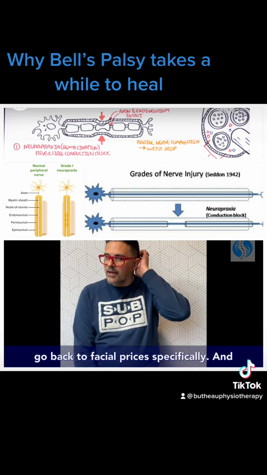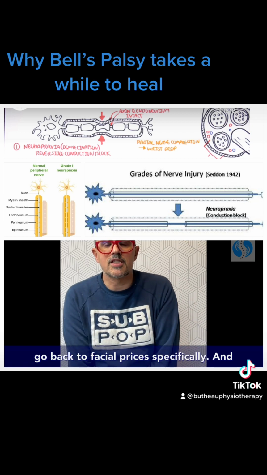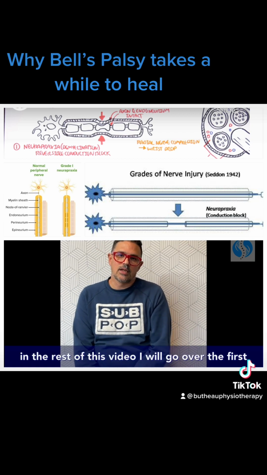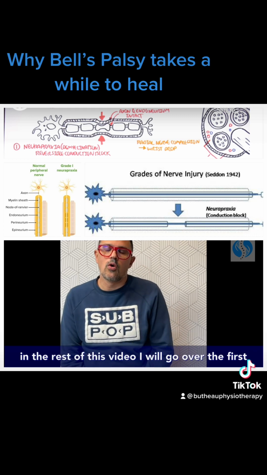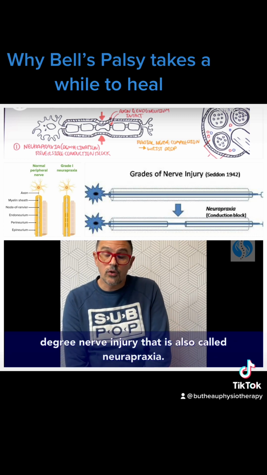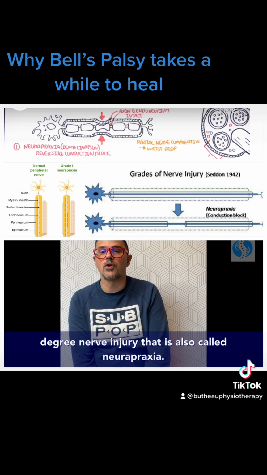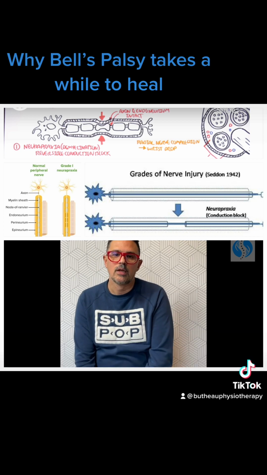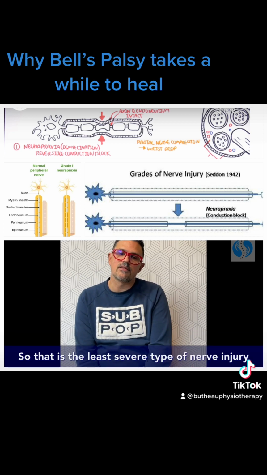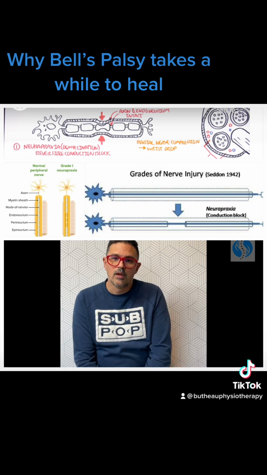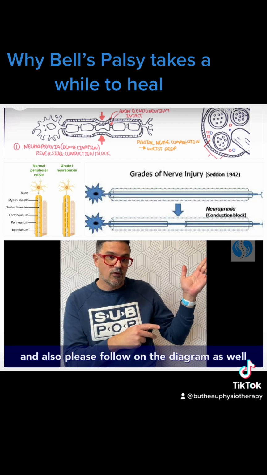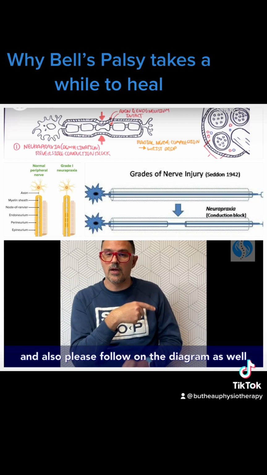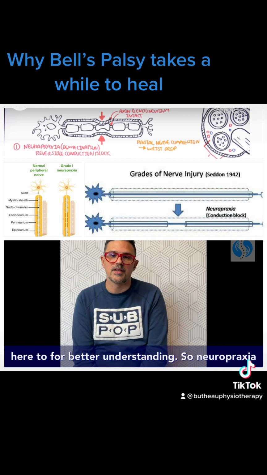So now let's go back to facial paralysis specifically. In the rest of this video, I will go over the first degree nerve injury, also called neurapraxia, which is the least severe type of nerve injury. Please follow along on the diagram as well for better understanding.